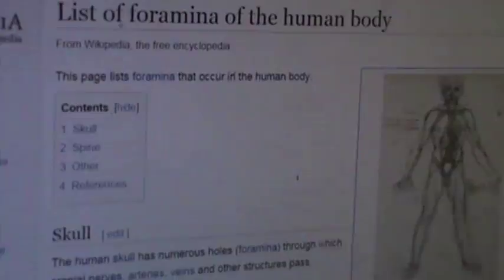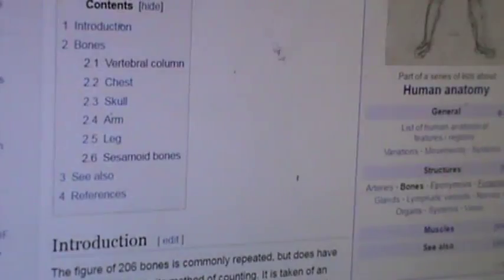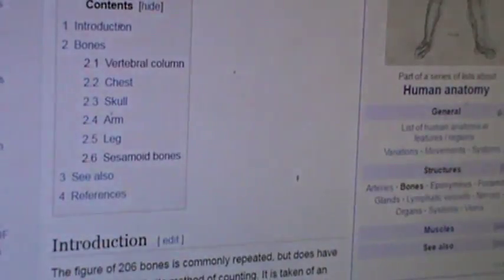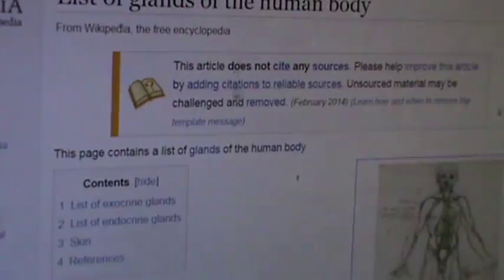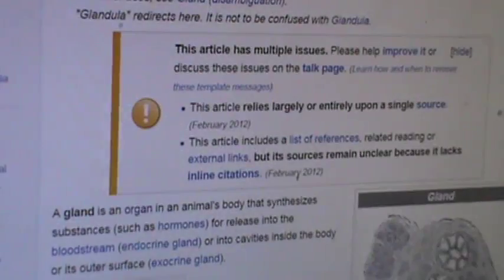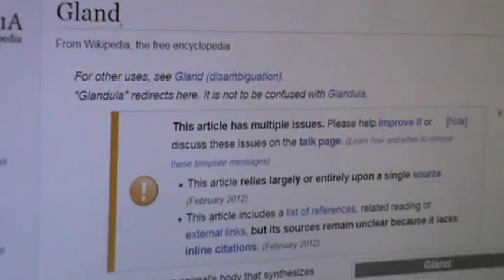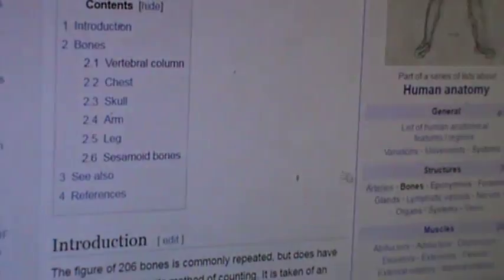Foramina. Oh, the holes. Glands, lymphatic vessels, nerves, organs, systems, and veins. I will probably... Alrighty. Systems, what would it... oh yeah, muscles.